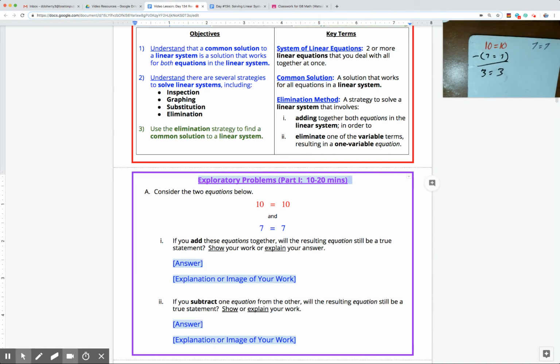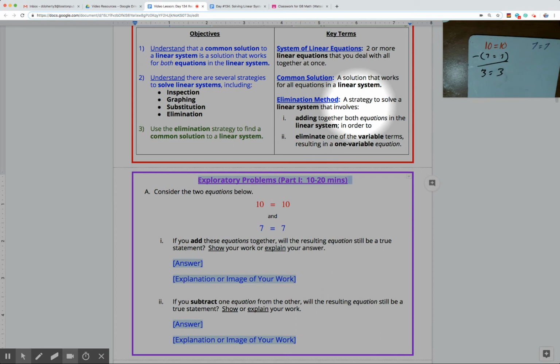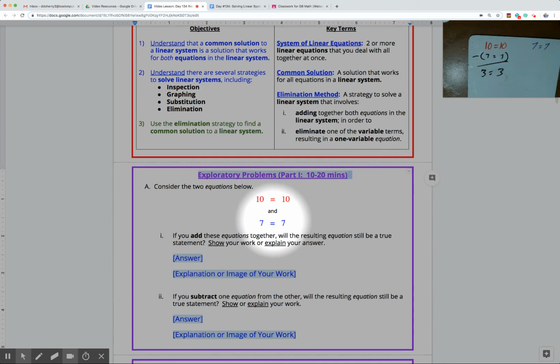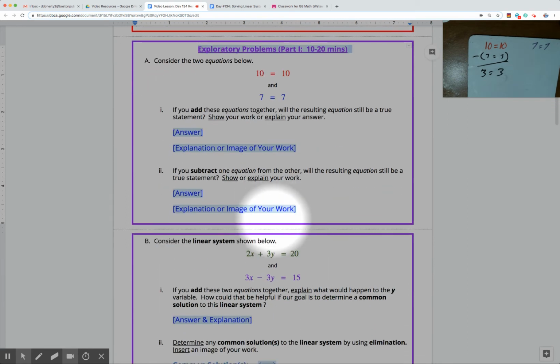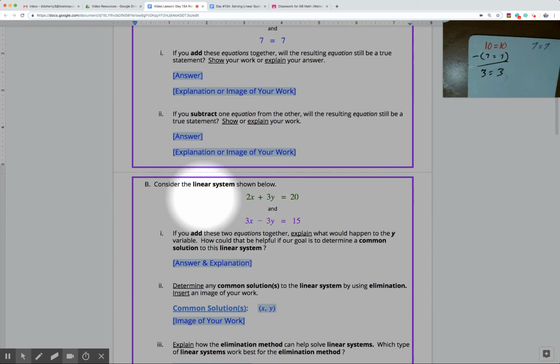Why are we pointing this out? Well, if you read the key terms today, and if you read the objectives, you would see that the elimination method is a strategy to solve linear systems that first involves adding together both equations in the linear system. Part A shows us here why if we have 2 true statements, 2 equations, we can add them together, subtract them together, and our new transformed equation is still going to be true as well. That's going to help us here for part B.